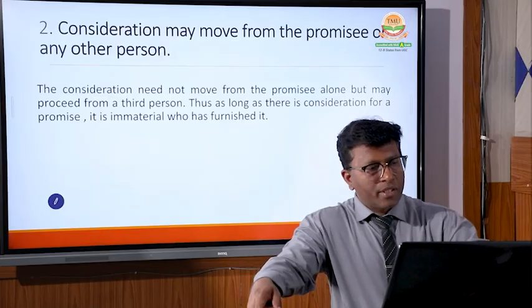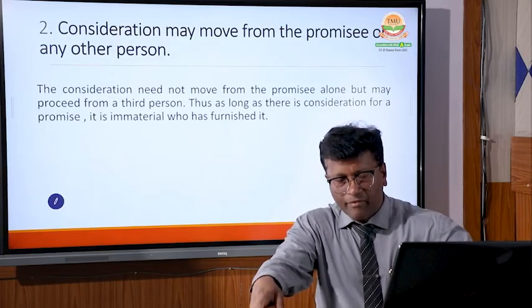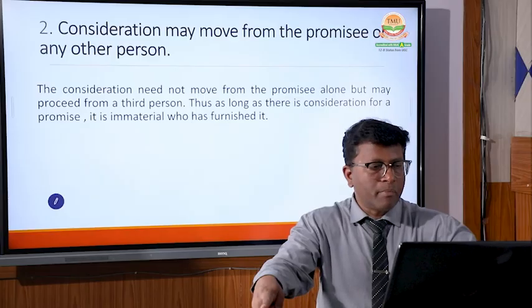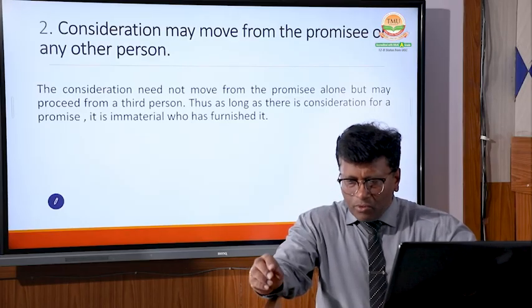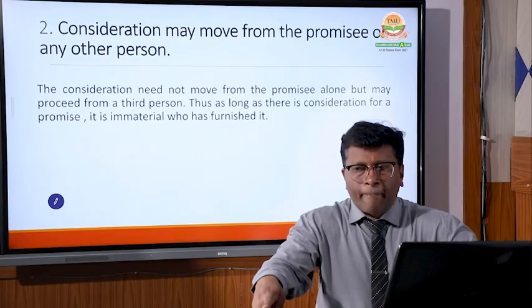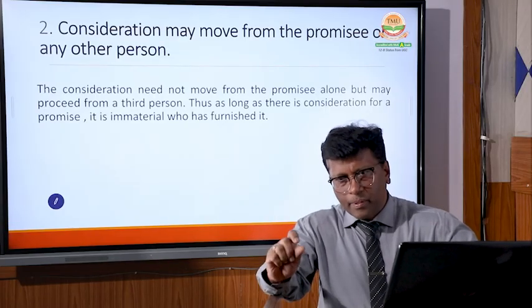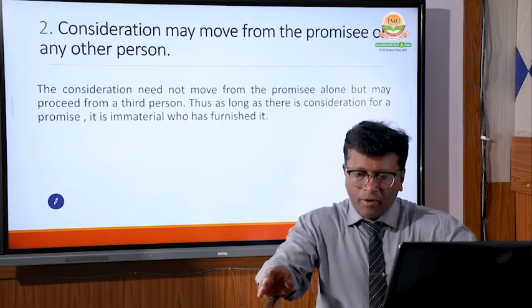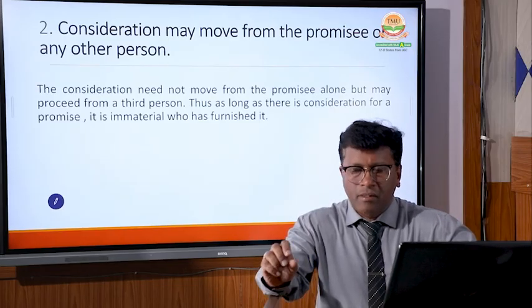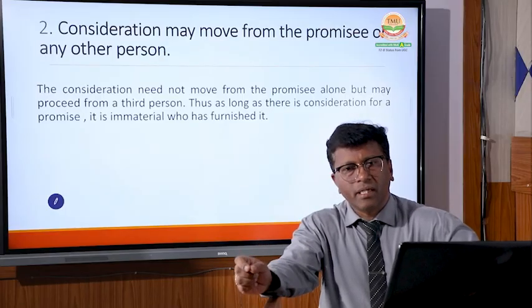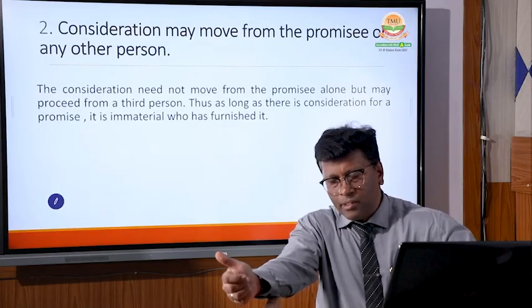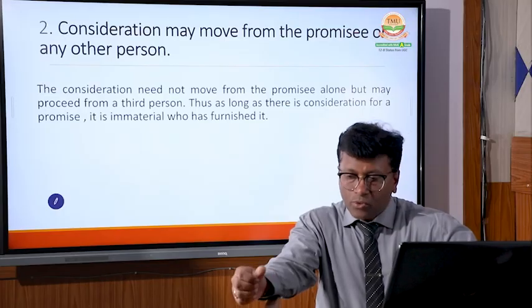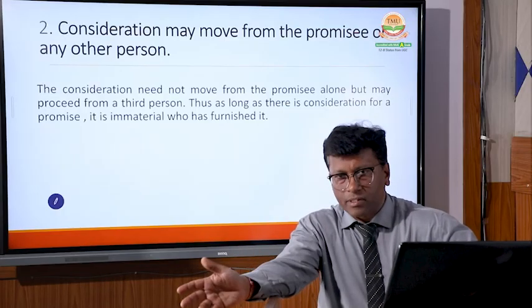Consideration may move from the promisee or any other person. As we have already discussed, this is to remind you that the consideration need not move from the promisee alone, but may proceed from a third person. So let us take an example for your understanding. Suppose two parties are entering into a particular contract. For example, there is a lady, right? And that lady is making a gift to her daughter, right? And the daughter is compelled to pay a particular annuity to Mr. B, right, as an uncle of that daughter.